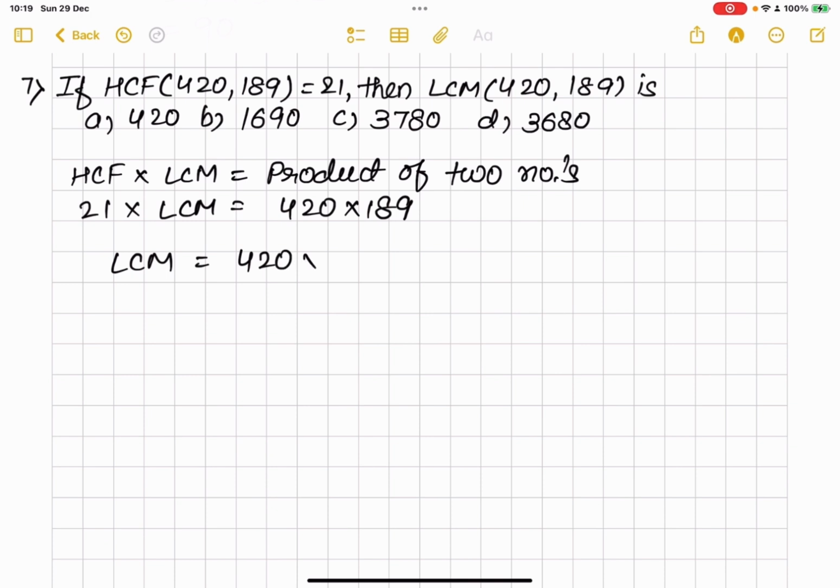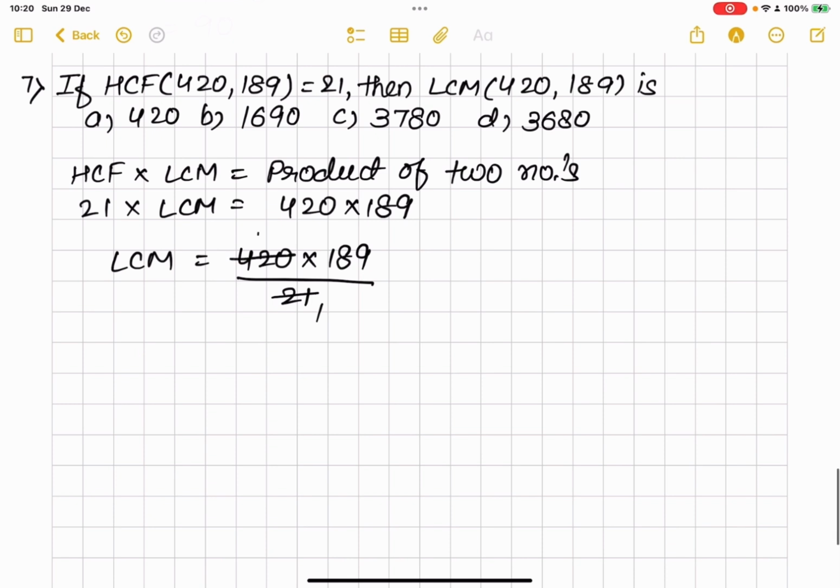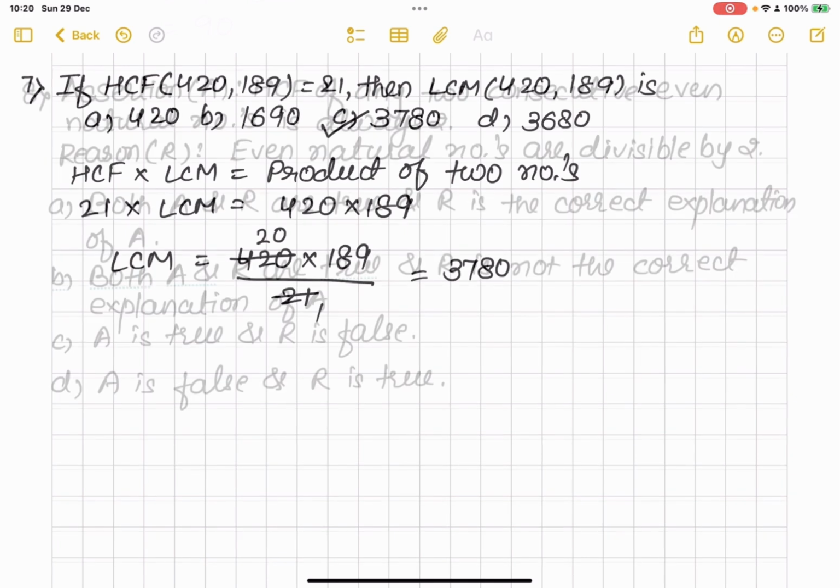So LCM will be equal to 420 into 189 upon 21. If I cut 21 with 420, it will be 20s are. So the answer will be 3780. So option C is the correct answer for me.